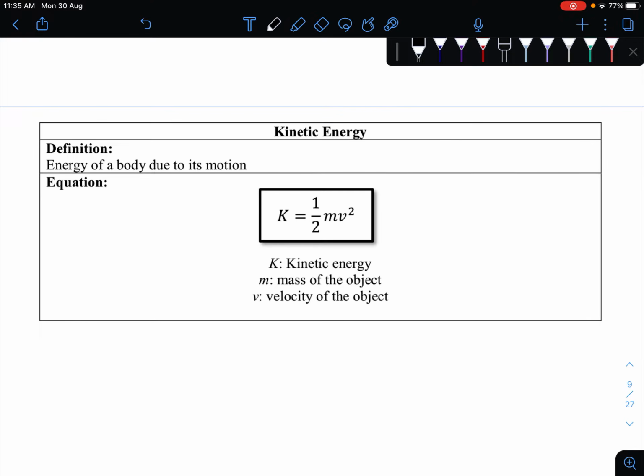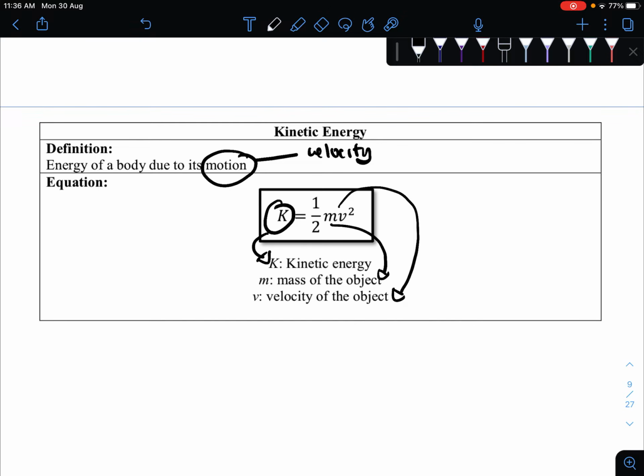Okay, next we're going to look at another type of mechanical energy, which is the kinetic energy. Okay, kinetic energy pula, energy of a body due to its motion. Untuk kinetic energy, kena ada objek bergerak, kena ada pergerakan, motion. We relate dengan velocity lah. Okay, kinetic energy wajib kena ada motion. So the equation for kinetic energy is K is equals to half m v square, where K here is the symbol that we associate to kinetic energy. M is the mass of the object and v is the velocity of the object as it is due to the motion.